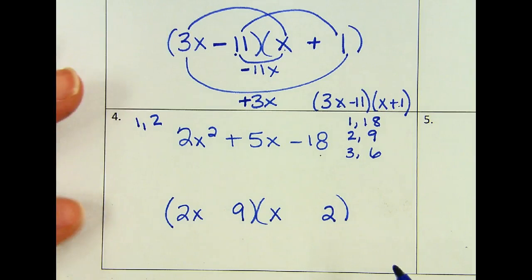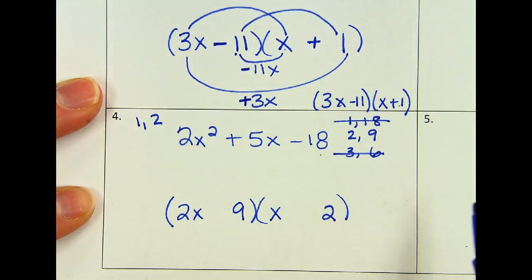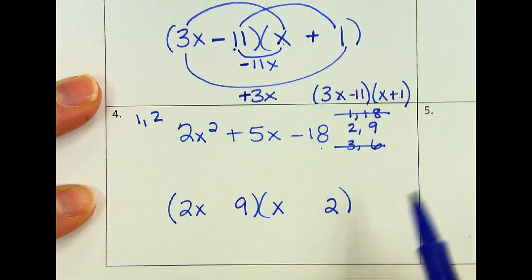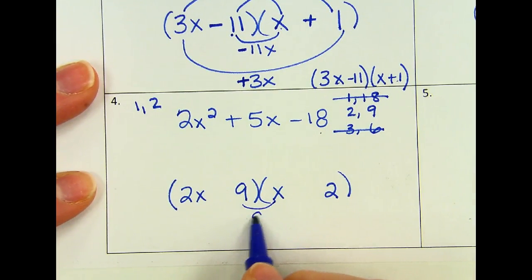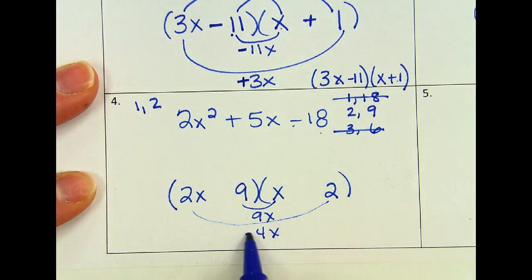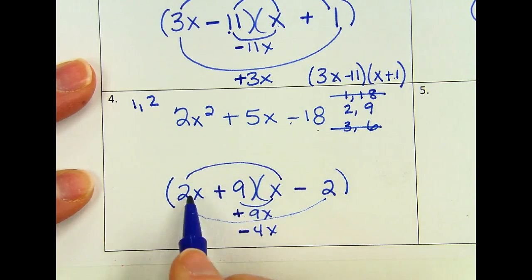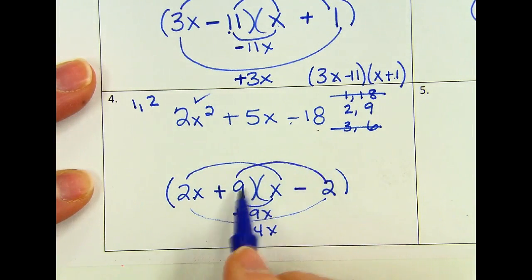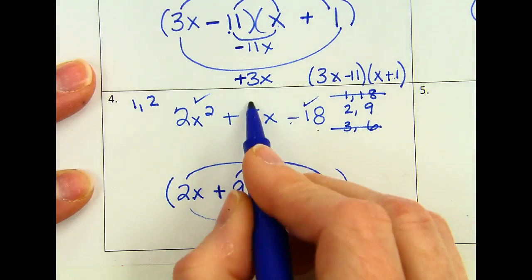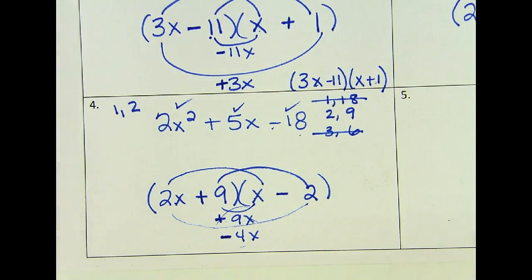Okay, for number 4, I was not successful with 1 and 18. I was not successful for 3 and 6. I did find a perfect combination with 2 and 9. This one will be 9x. This one will be 4x. Now I notice that's a negative. These must be different. The 4 is a negative, the 9 is a positive to give me the positive 5. So plus, minus, check, 2x squared, check, negative 18, check, the middle, check. But you'll notice that that one probably took a little bit more time.